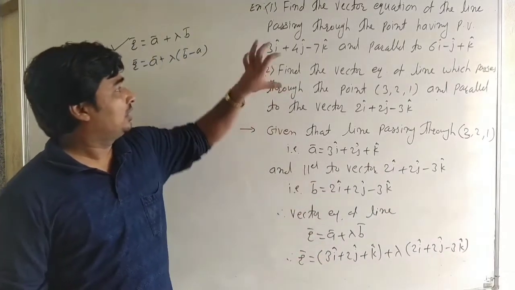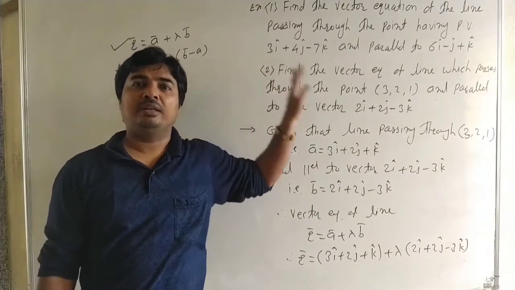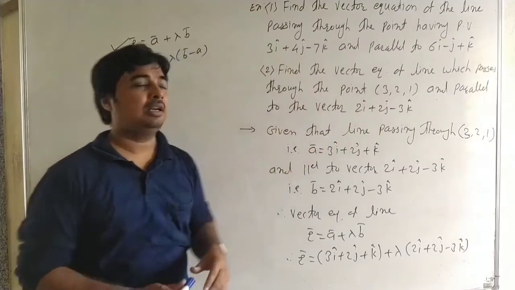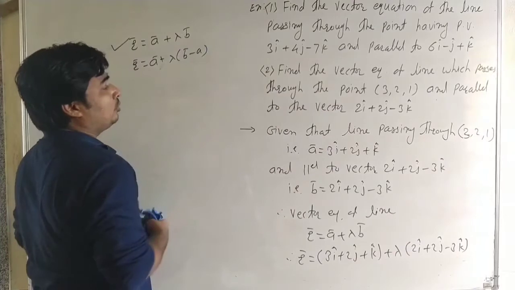Okay, when this question is asked in the objective, there is no calculation, directly we can write the answer. Okay, choose the option. Here it is passing through point and it is a parallel vector. Okay. Now we see the next example, the example number 1 for the homework.